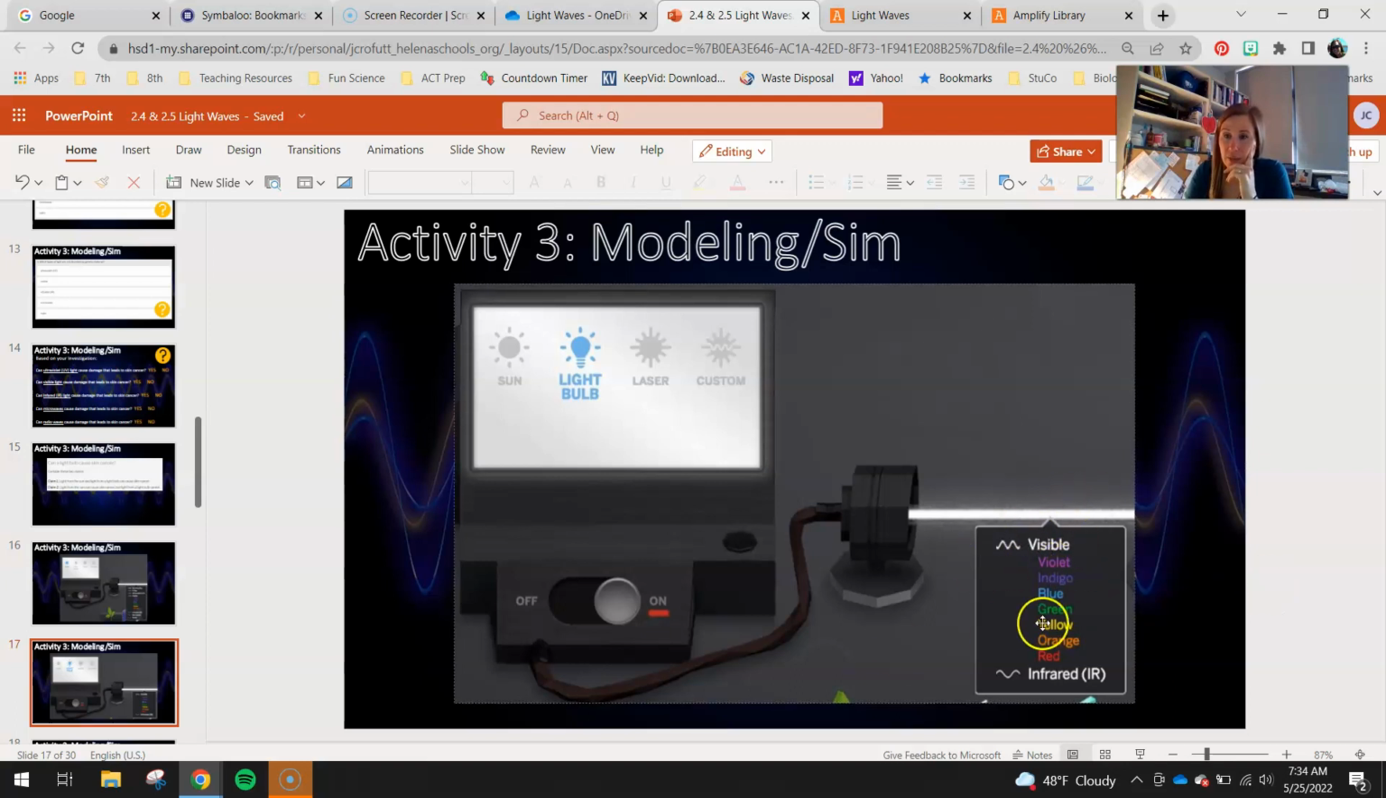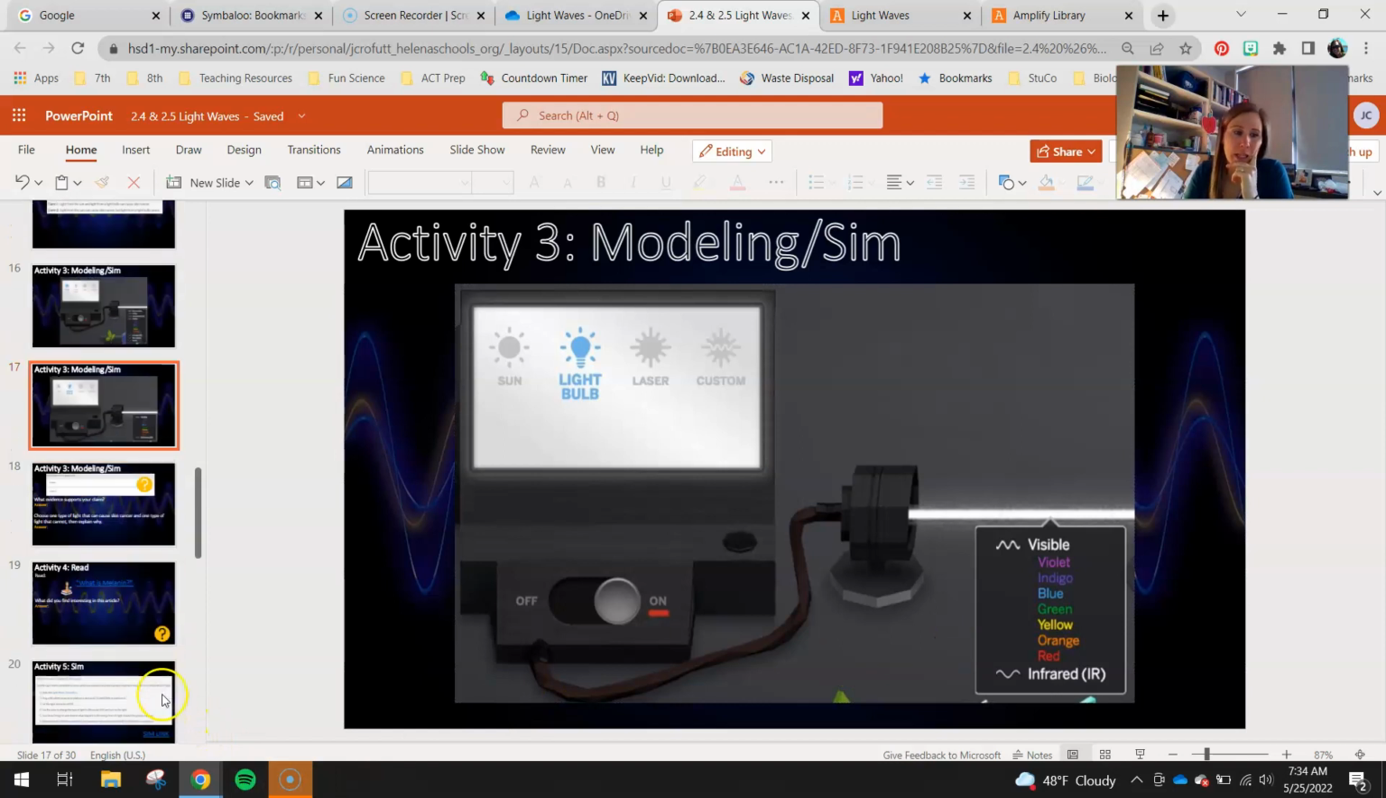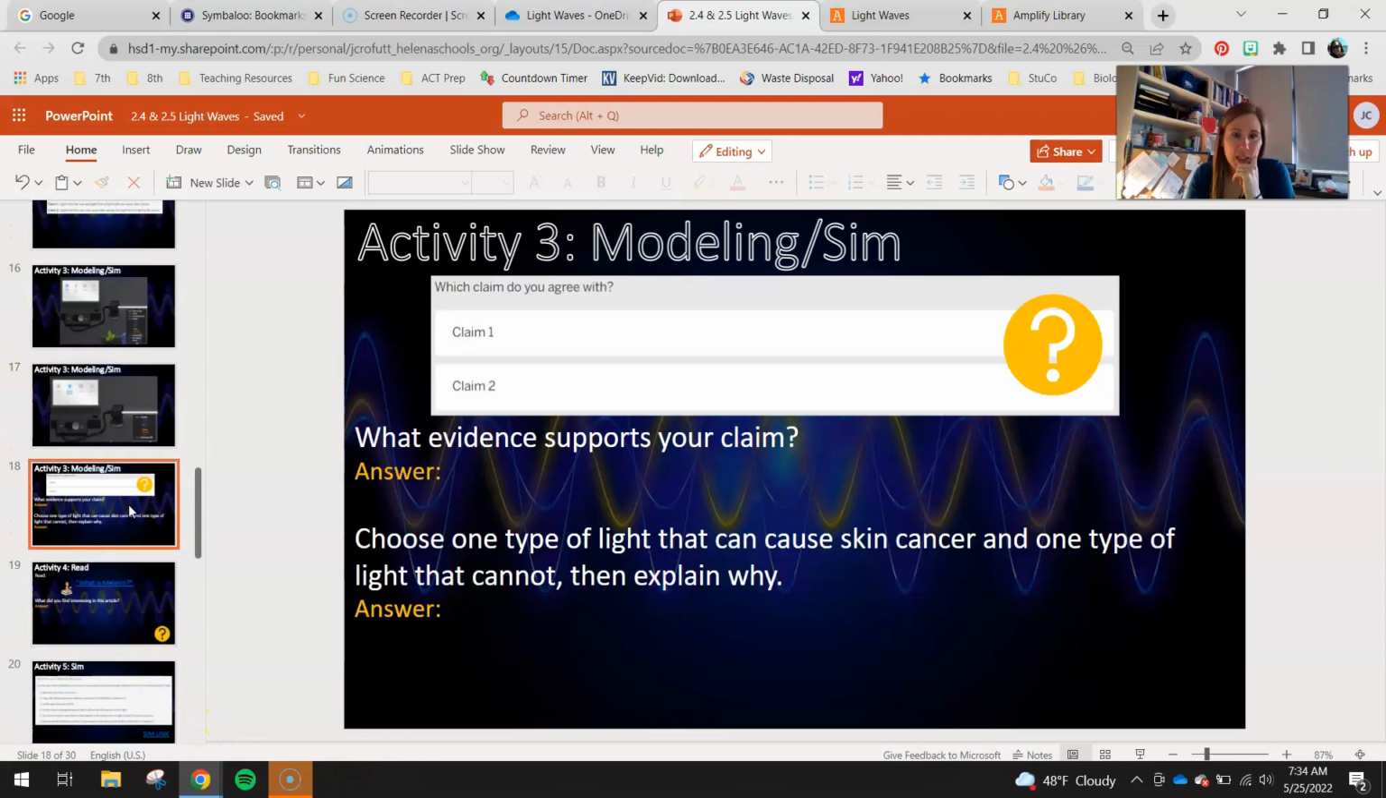Okay, can visible light cause skin damage? Can infrared cause skin damage? So you guys are just comparing using the data that you just know and saying, all right, can a light bulb cause skin cancer as well? Okay, so do you agree with claim 1 that says both can cause skin cancer, or claim 2?